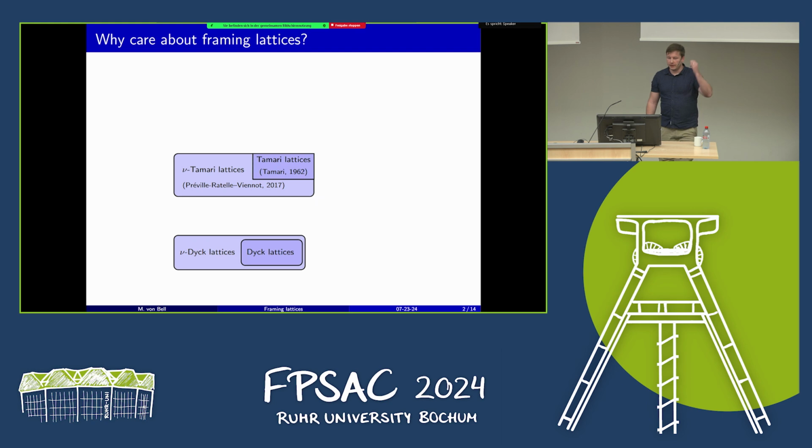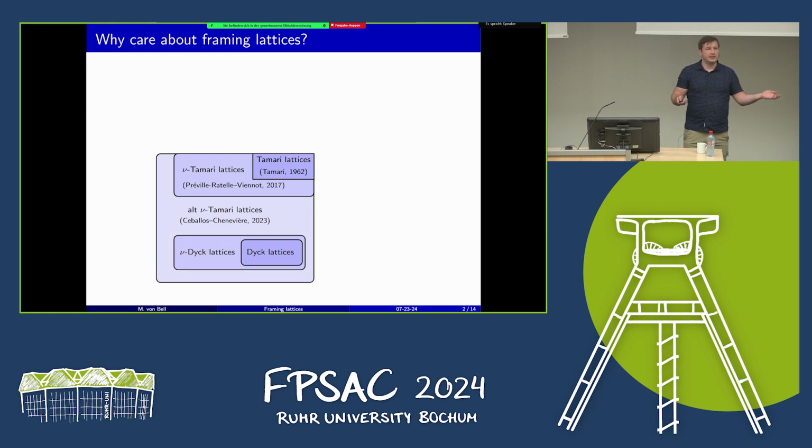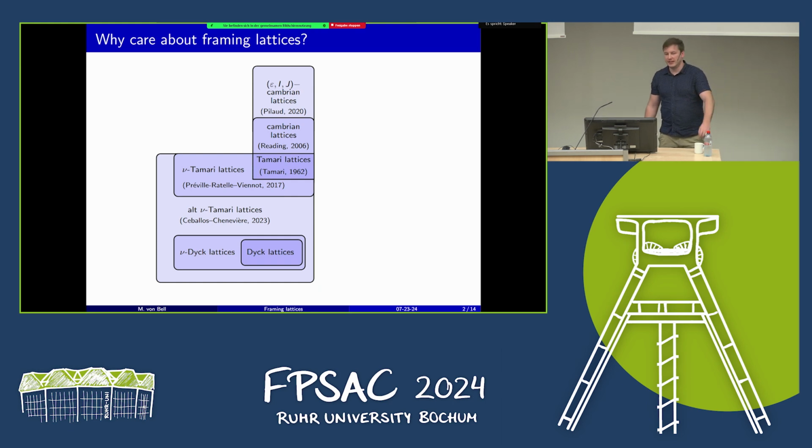And I don't really have a good attribution for this because they're essentially just principal order ideals in Young's lattice. So that's another way to think about these. But they were nicely unified recently by Ceballos and Chenevier with what they called alt-nu Tamari lattices. So this is one direction you can go with Tamari lattices. But here's another one. You can go to Cambrian lattices, and I mean type A Cambrian lattices at the moment, by Reading, and these were generalized further to epsilon-ij Cambrian lattices by Bilod.